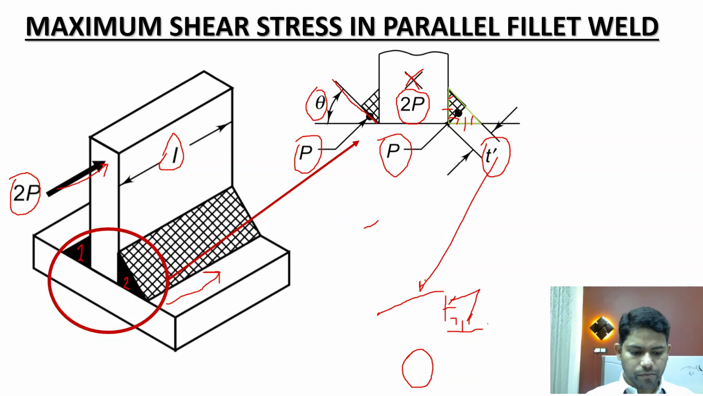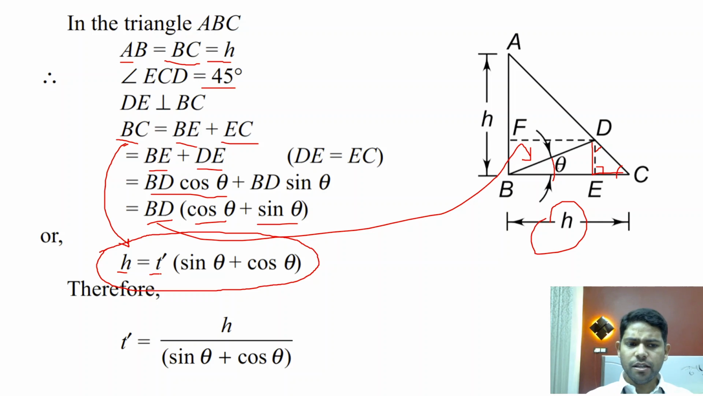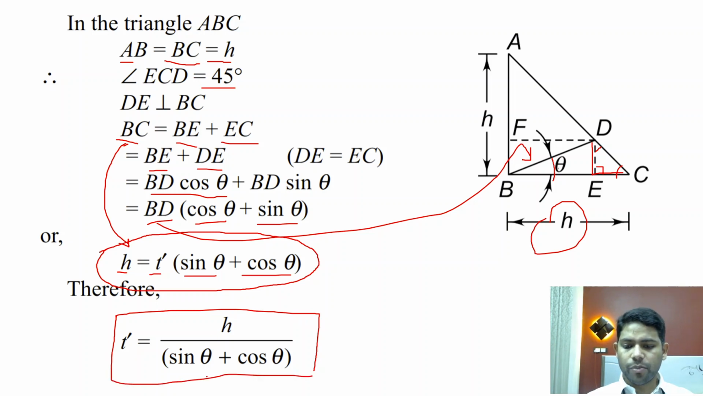So from these relations we can derive a relation which is H, which is the leg dimension, is equal to T dash, where T dash is on the plane with an inclination theta which we have assumed has the maximum shear stress, multiplied by sin theta plus cos theta. If we rearrange some terms, we will have the value of T dash as H upon sin theta plus cos theta.